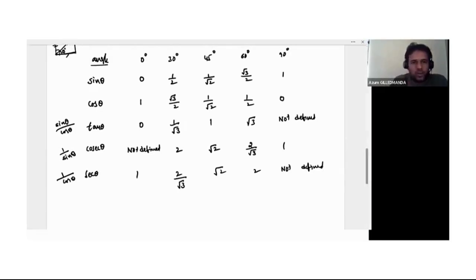Now, there is one left, that is cot theta. So cot theta is what? 1 by tan theta, the reciprocal of tan. So reciprocal of tan is 1 by 0. That is not defined. And 1 by root 3 is root 3. This is 1. This is 1 by root 3. And this is 1 by not defined, which is 0.